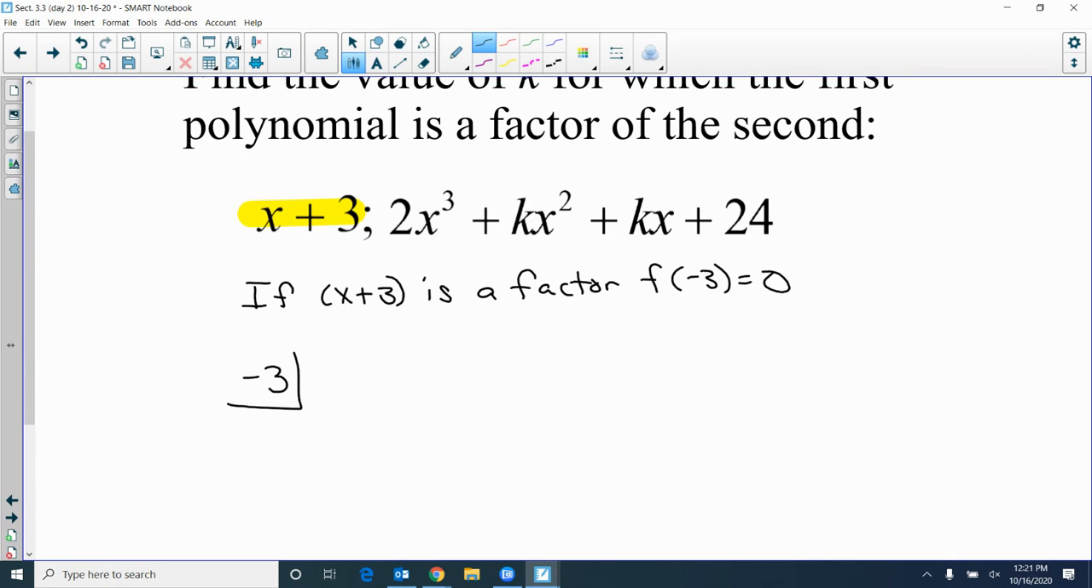Negative 3 goes here. What goes on the top? Now, this is a little bit different because we haven't dealt with anything with the variables. Top goes the coefficients, right? Well, the coefficient of x cubed is 2. What's the coefficient of kx squared? It's just what? K. Got to put a k. Let's find out what happens. The coefficient of kx is a k, and then we got a 24.